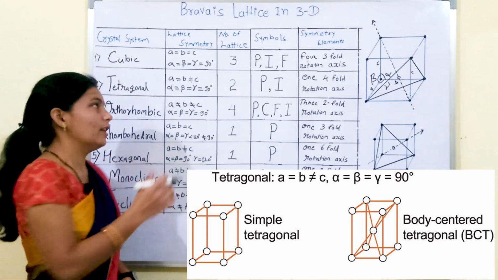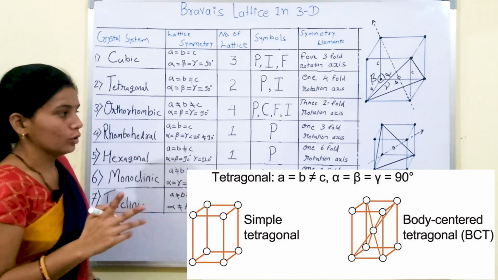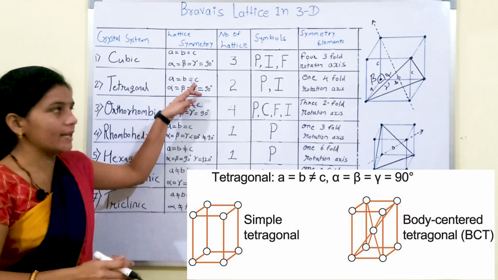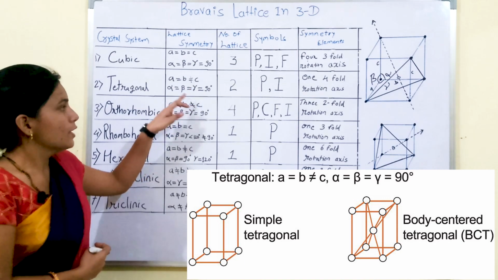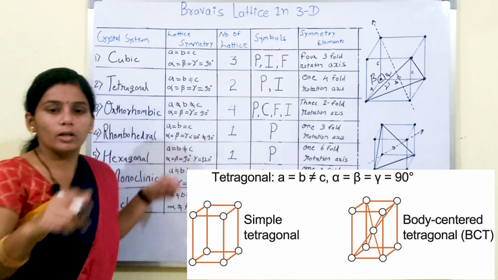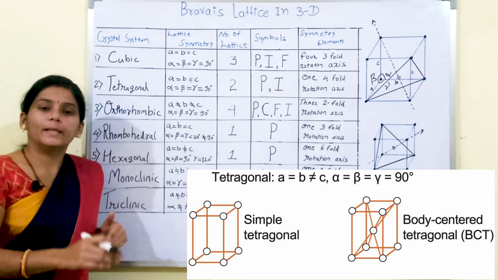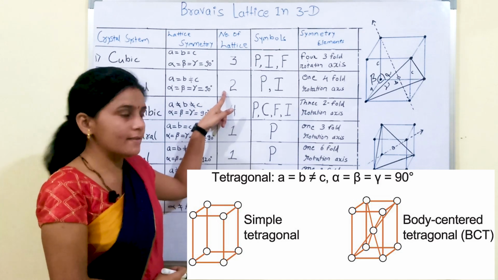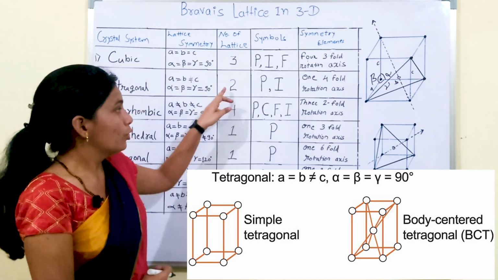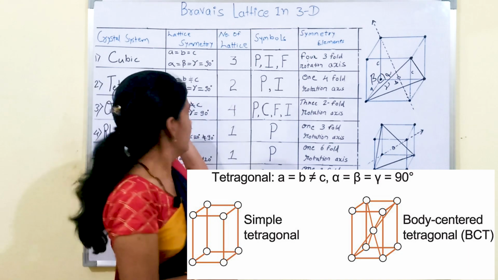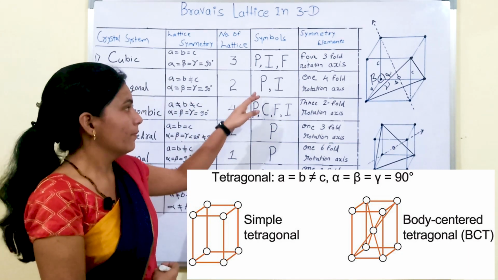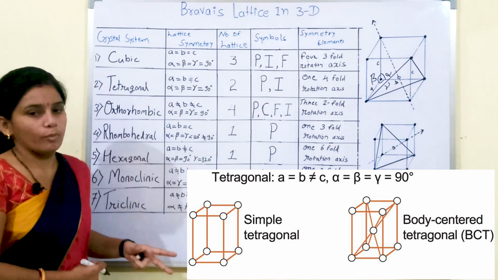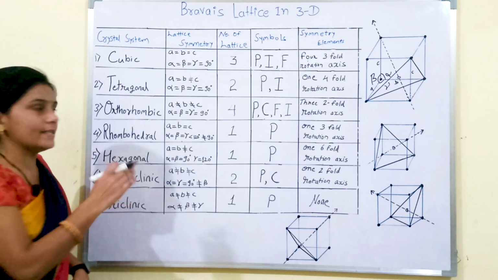The second crystal system is tetragonal. In tetragonal, a and b, that means two sides, are equal to each other, and the third edge is not equal to both. The angles alpha, beta, gamma are all equal to 90 degrees. Two Bravais lattices are present in this tetragonal crystal system, P and I. P is primitive and I is body centered. Both are present in tetragonal.